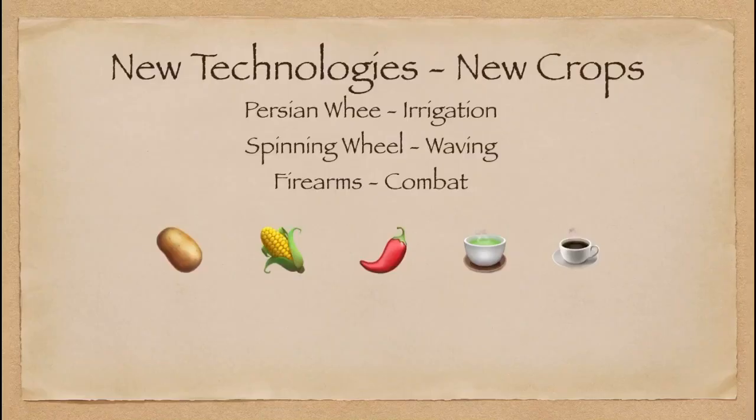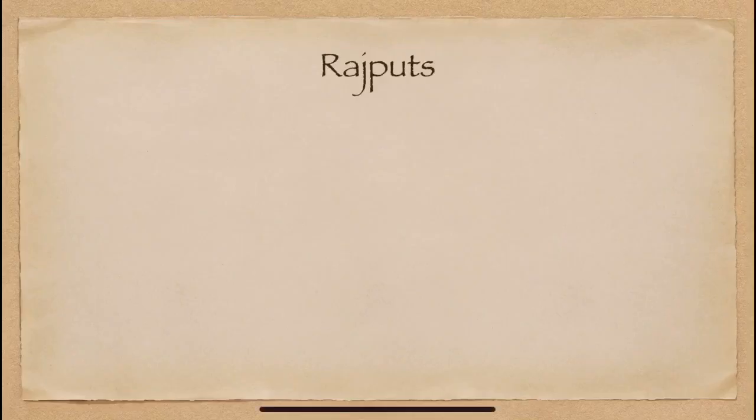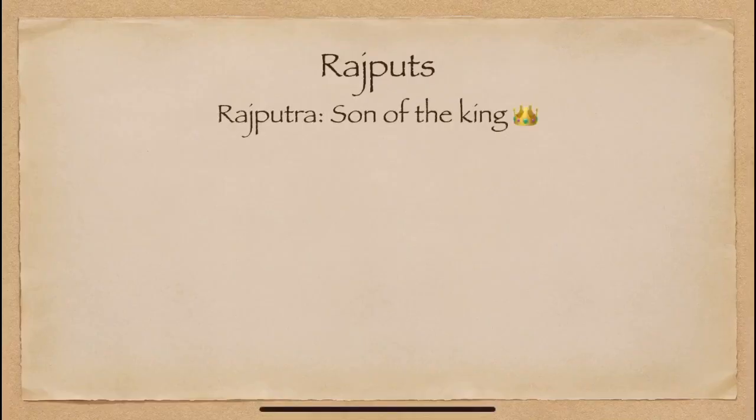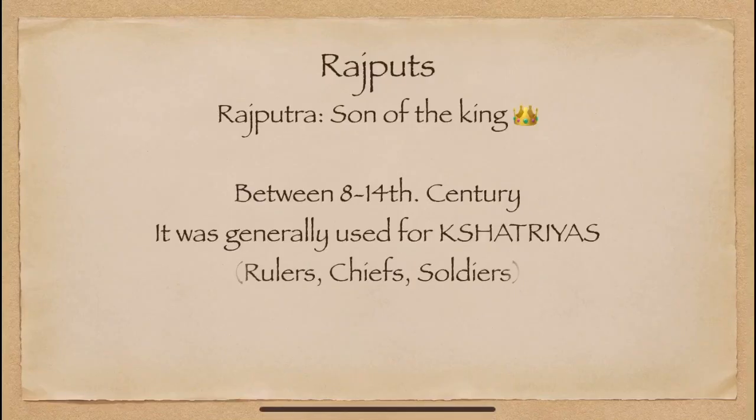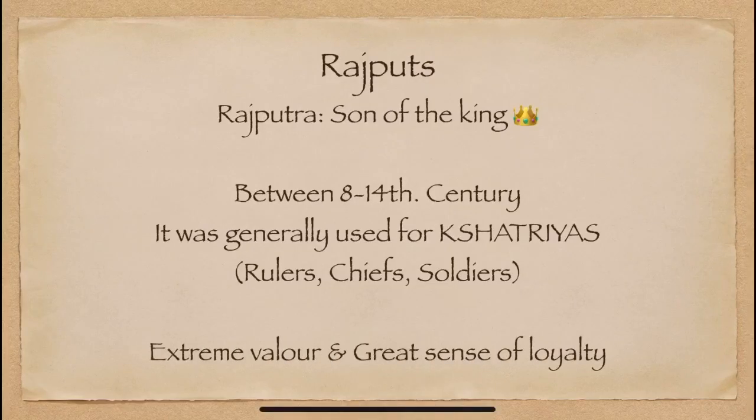Now, talking about the people who were influential during these 1000 years, the first name that comes to mind is that of the Rajputs. The word Rajput is derived from the word Rajputra, meaning son of a king. But between the 8th and 14th century, this term was generally used for Kshatriyas. Kshatriyas were warriors, which included rulers, army chiefs, and soldiers. So people who used to fight battles were called Kshatriyas. Also, Rajputs are especially remembered for their extreme valor, meaning bravery, and loyalty towards the motherland. Rajputs were extremely brave and loyal people.